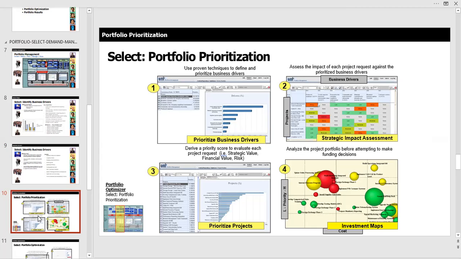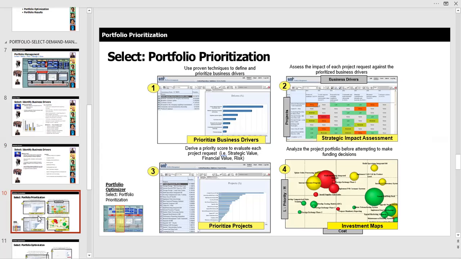The second thing would be to start to assess strategic impact. So you'd be assessing the impact of each project request against the prioritized business drivers. So what they're saying is that a business case in the portfolio system is a request for funds, which is normally what I always call it. You're asking for money, you put it in the system, and then whether the money is allocated or not is dependent upon a whole series of factors, which we'll talk about.